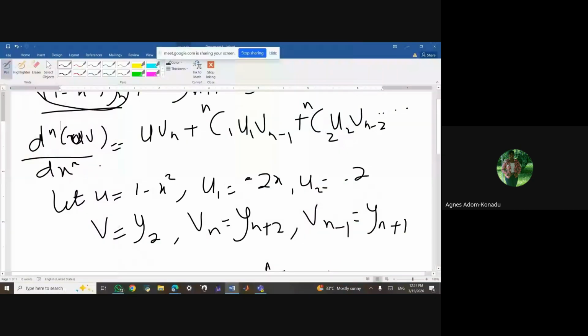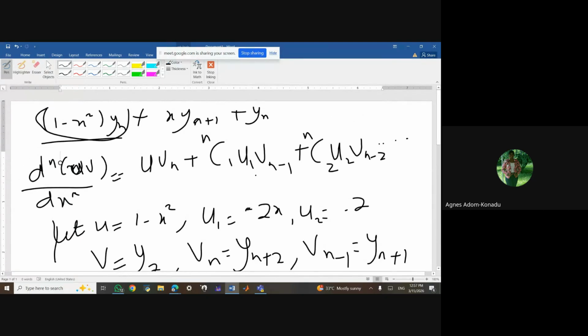Okay, so this is the formula for the Leibniz nth differential. You choose your U to be 1 minus x squared, and then the first differential will be minus 2x. The second differential will be negative 2. Then you choose your V. So this is two functions, U and V. I'll choose one to be my U and one to be my V. So my V will be the y. This is my U and this is my V. So my V is y subscript 2.